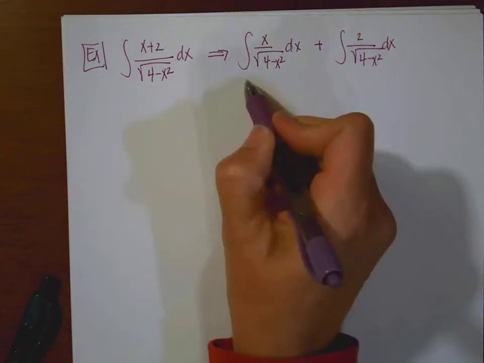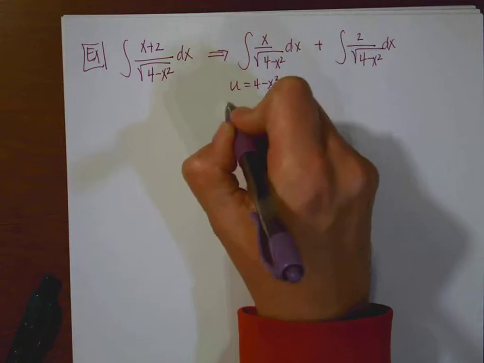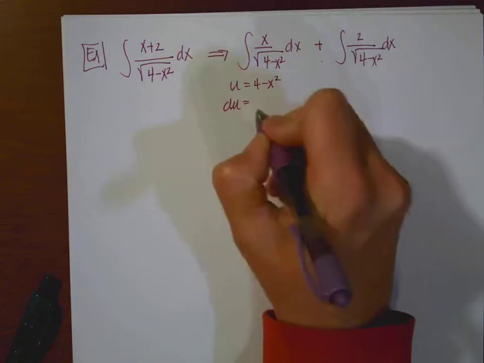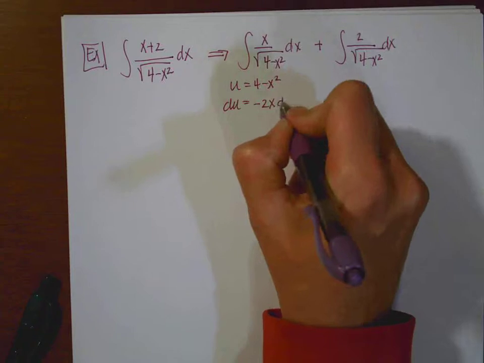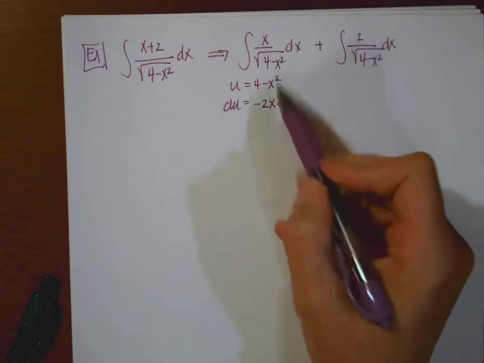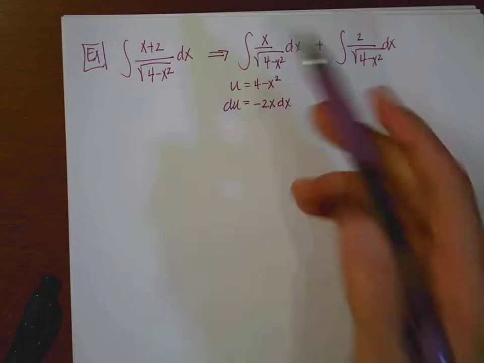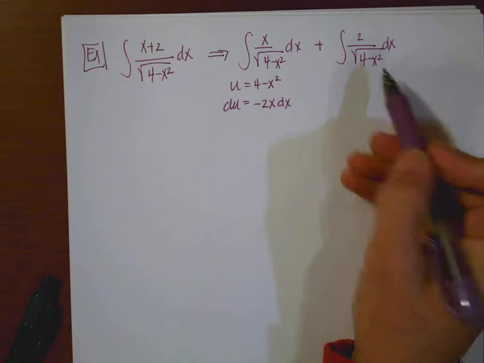So I'm going to manage one at a time. I'm going to manage this one first. I'm going to let u equal 4 minus x squared. So du is going to equal negative 2x dx. All right, so if you'll notice, up here, I need to introduce the negative 1/2.